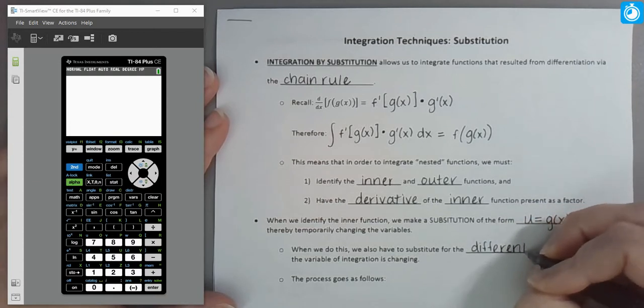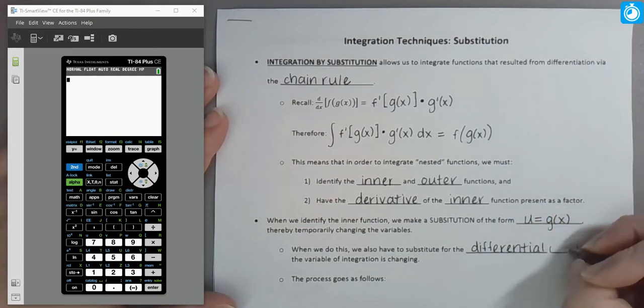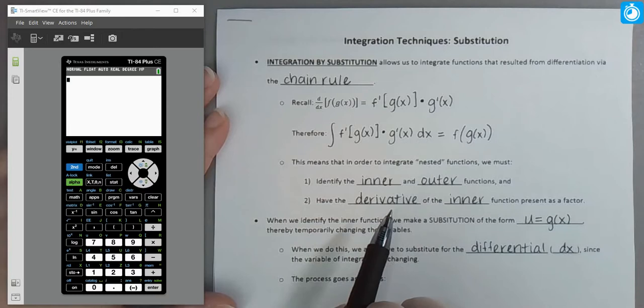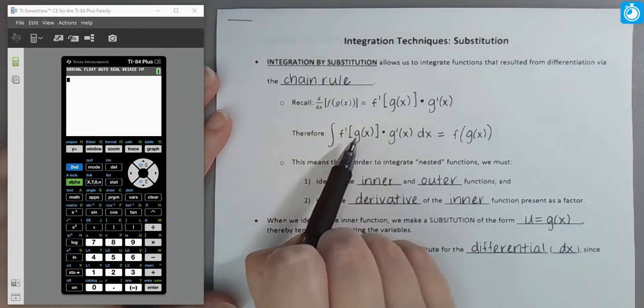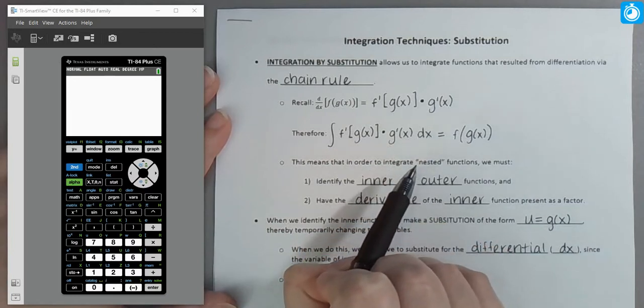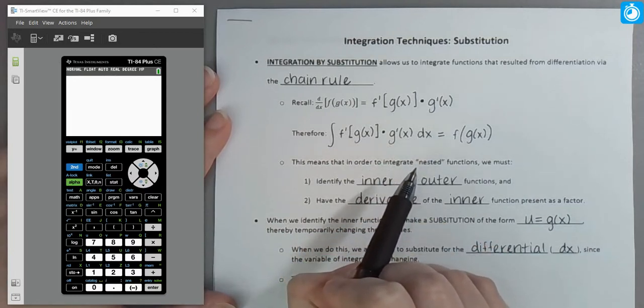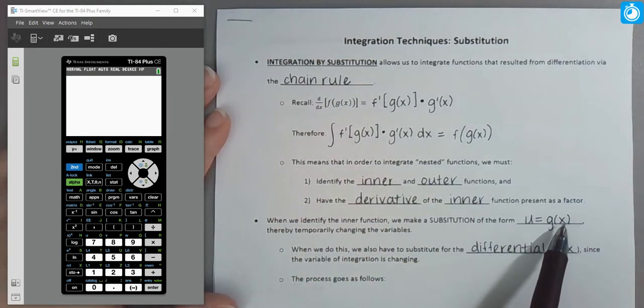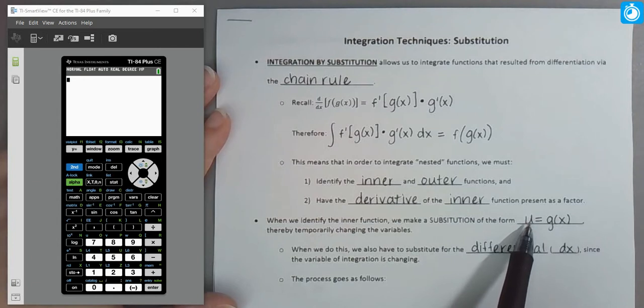Now what is that? What is the differential? The differential is dx. dx tells us, among other things, what we're differentiating with, or what we're anti-differentiating with respect to. So when our function contains the variable x, we're taking the integral, the antiderivative, with respect to x. When we substitute, we're eliminating the variable x and replacing it with the variable u.